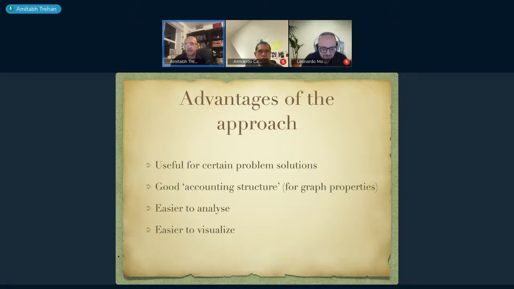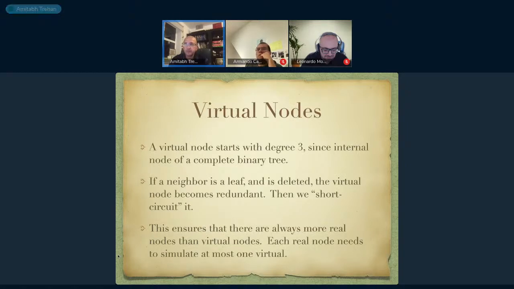So it can be useful for certain problem solutions, a good accounting structure, easier to analyze and easier to visualize many times. If you think about it, with this virtual graph you are creating your own vertices, your own virtual vertices. So you can create any sort of useful topology which makes it easier for you to think about it, right? That's sort of the idea.